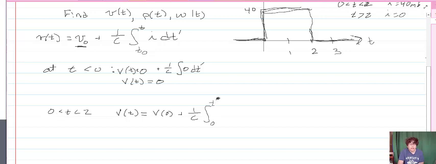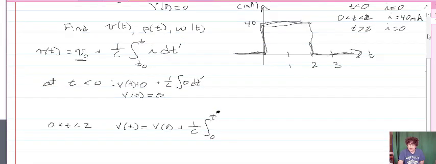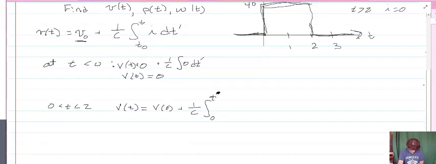And actually, let's not put the prime there. We'll put the prime inside here. And so this is going to be, our current at this time is just 40 milliamps. So it'll be 40 dt prime milliamps.